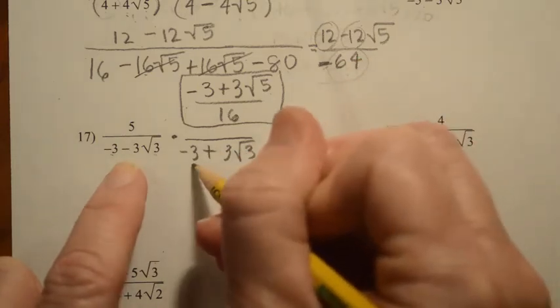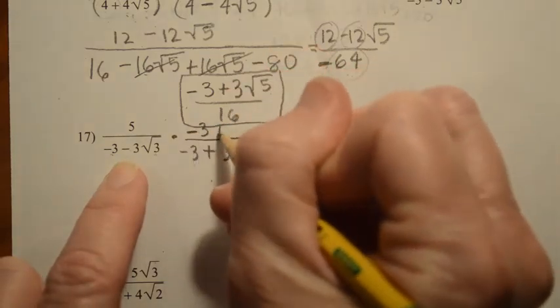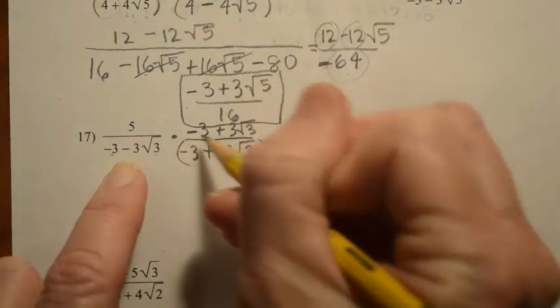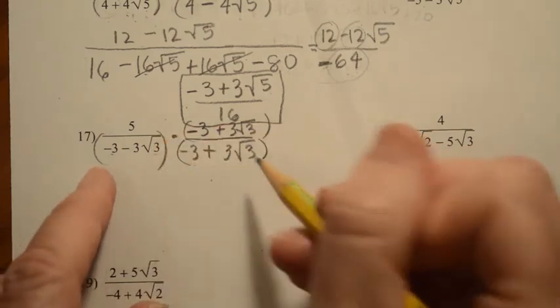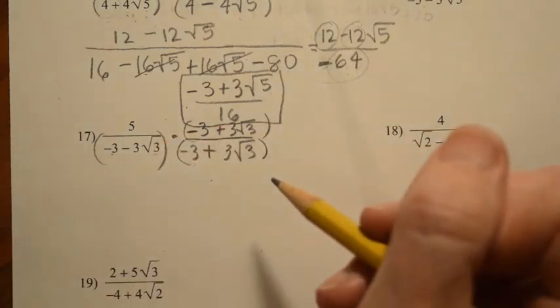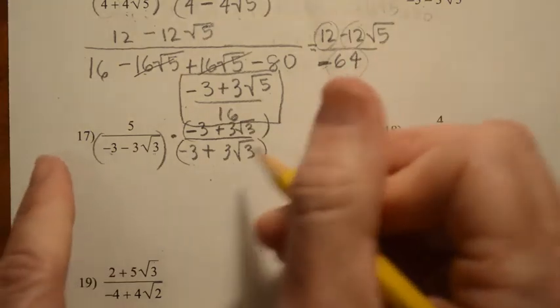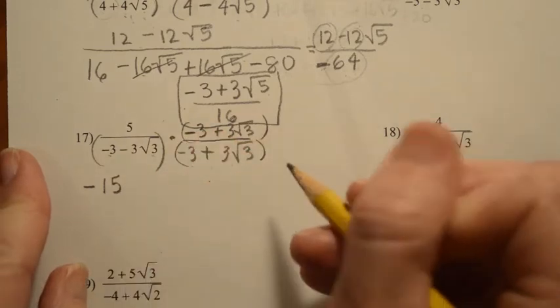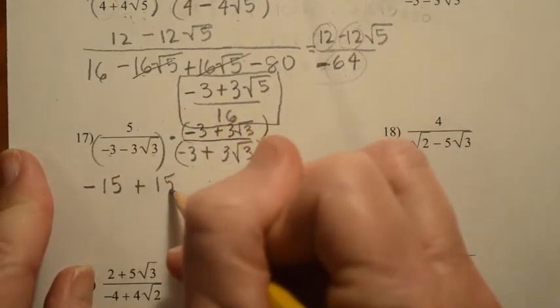So that's going to be negative 3 plus 3 root 3. And I'm going to do the same thing up top. Negative 3 plus 3 root 3. Put parentheses around your binomials to remember that you're either distributing or doing FOIL. So let's distribute the top. That's the easy part. We get 5 times negative 3, negative 15. 5 times 3 root 3 becomes plus 15 root 3.